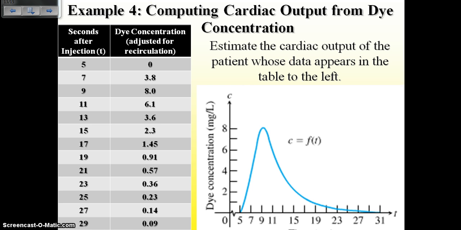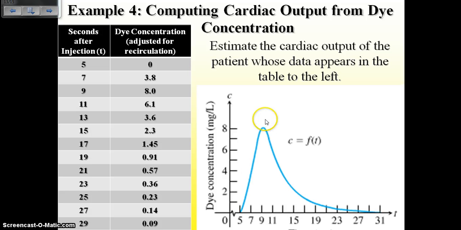So here's what we have going on. A dye injection is made into a person, and from that dye concentration, they use it to measure circulation. So, for instance, after 5 seconds, the concentration is 0, 7 seconds, 3.8, and so on. Then we take this data and we plot it. So at 5, we have 0. After 5 seconds, 0 dye concentration. And then 7, 3.8, 9, 8.0, and so on.